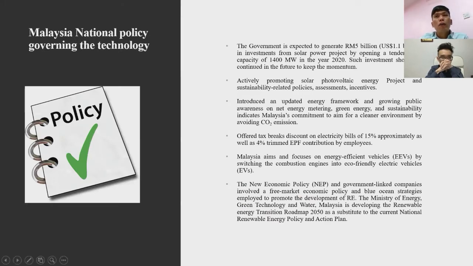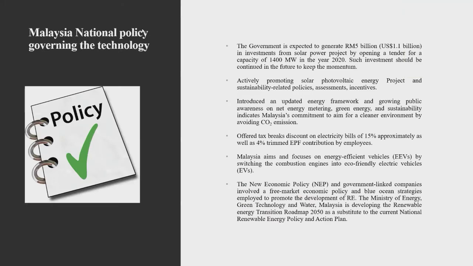Next, I will pass to Patrick Lam. Okay, I will continue the presentation. Malaysia's national policy governing the technology. The government is expected to generate 5 billion in investment from solar power projects by opening a tender for a capacity of 1,400 megawatts in year 2020. Such investment should be continued in future to keep the momentum, actively promoting solar photovoltaic energy projects and sustainability-related policy assessment incentives.